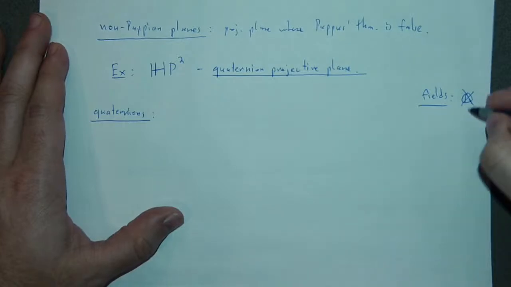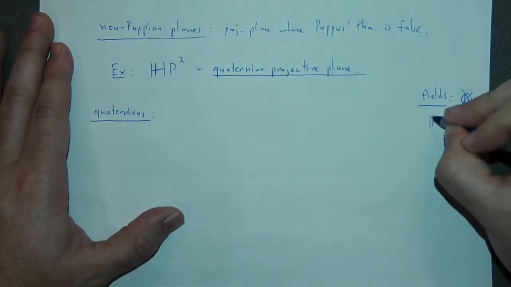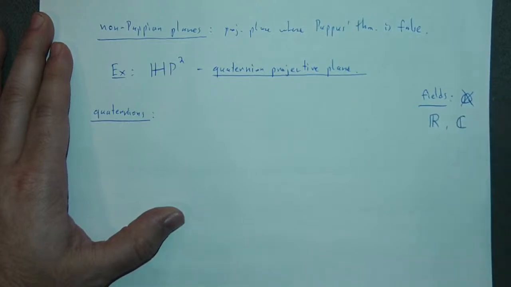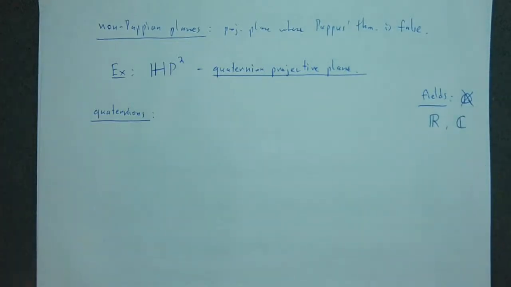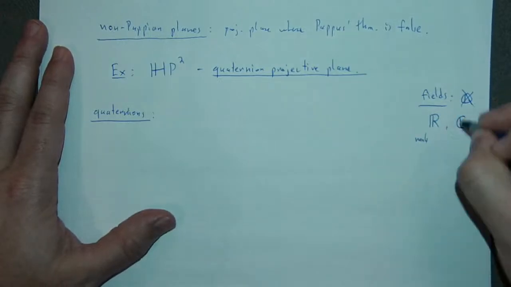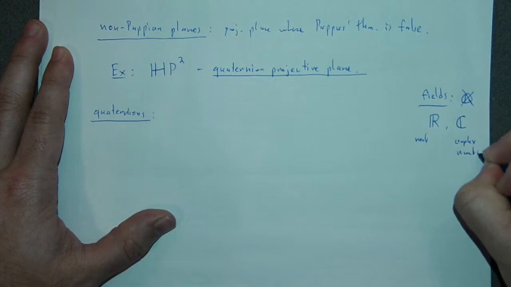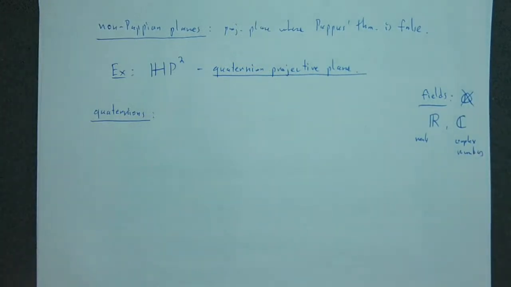So forget about the rationals for a second. Then the fields in question that are most common that come up are the reals and the complex numbers. Okay, and in the reals and the complex numbers, things are nice, right? And so, what do I mean by things are nice? Well, they satisfy the field axioms.